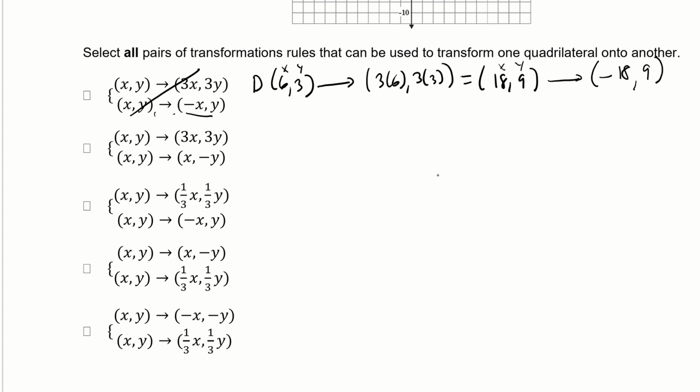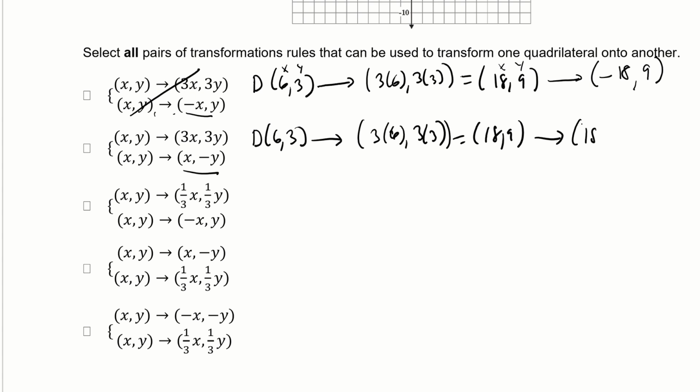All right, and then we're looking at the next one. So again, D is 6, 3, and let's say we do the same transformations, 3 times 6, 3 times 3. So we got 18 comma 9, and then we apply this transformation. So that means it's going to be 18, negative 9, which we know is not true.